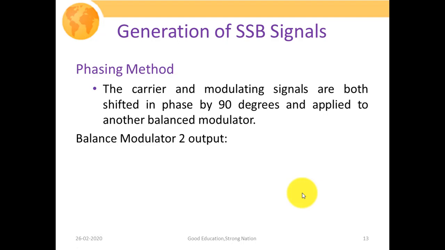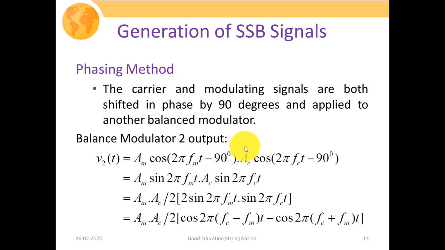So the carrier and the modulating signal both are shifted by 90 degrees and applied to another balanced modulator, that is balanced modulator 2. What will be the output of balanced modulator 2? Let us again understand it with some equations. The output of the second balanced modulator is V2(t), which is given as Am cos(2π fm t − 90°), since we are applying a 90 degree phase shift to the original message signal, and it will get multiplied with Ac cos(2π fc t − 90°), which is also 90 degrees phase apart.